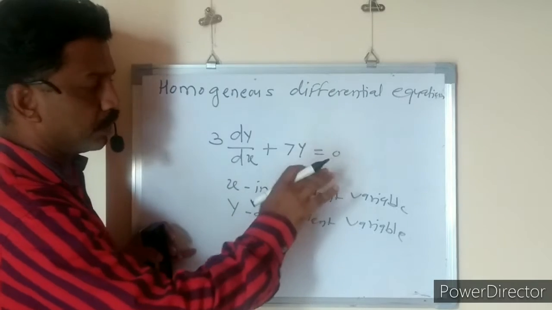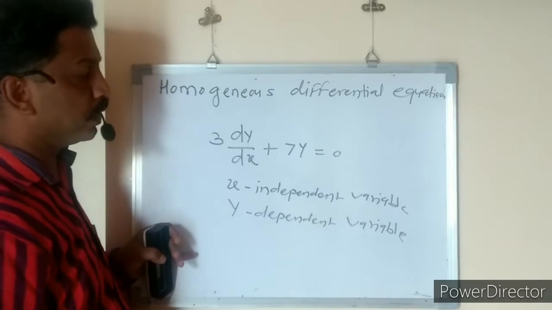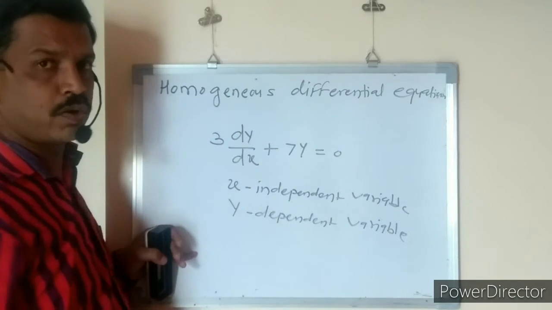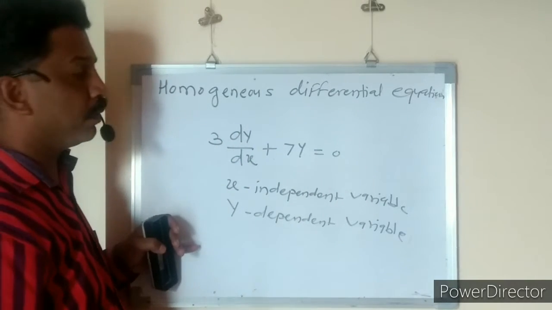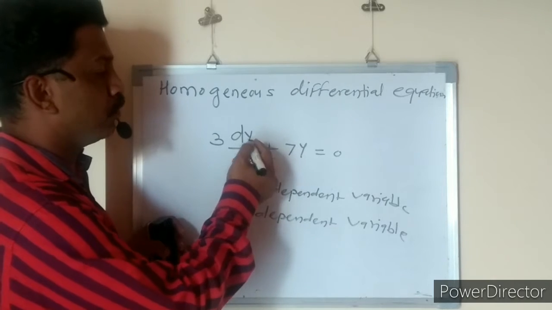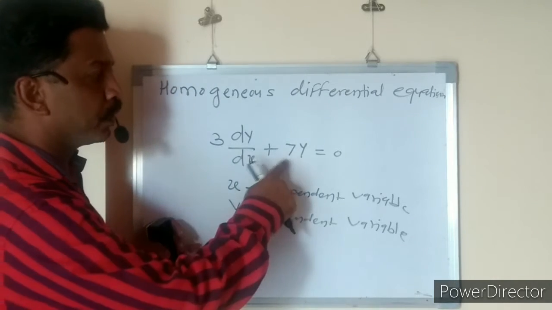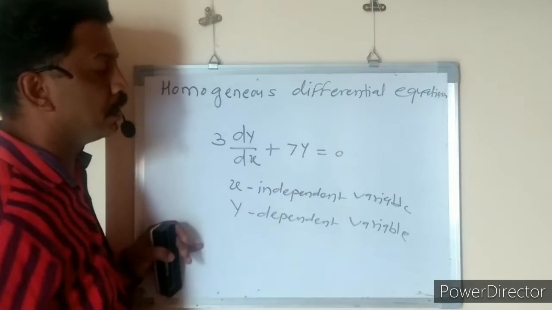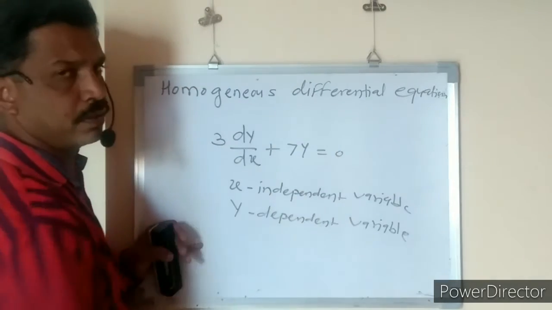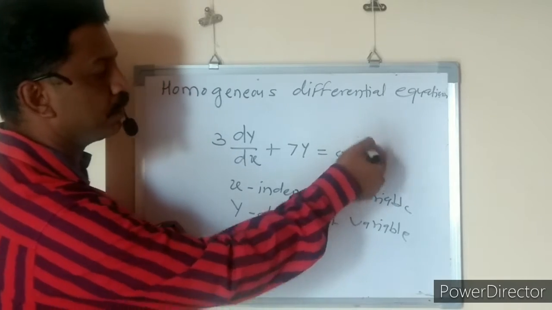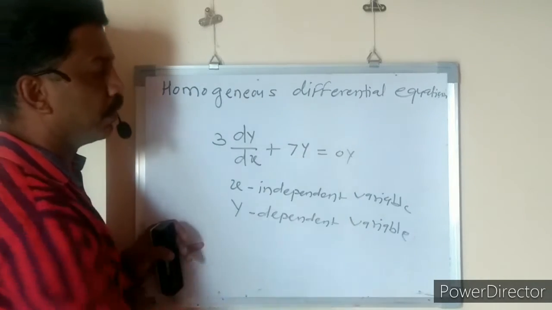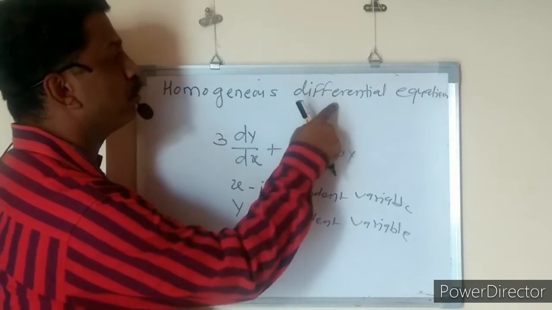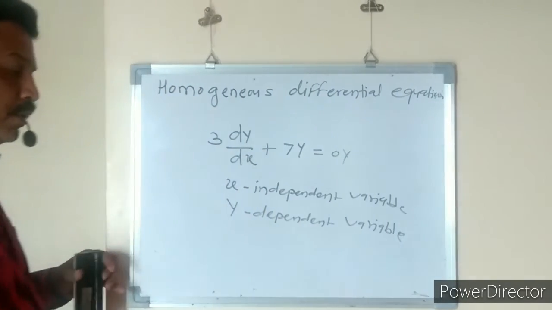In the whole equation, if the dependent variable or the term of dependent variable is present, here dy by dx means y, the dependent variable, is present, here 7y means the dependent variable y is present, here nothing means 0, we can say 0 into y means 0. So here also the dependent variable is present. Then such type of equation is known as homogeneous differential equation.